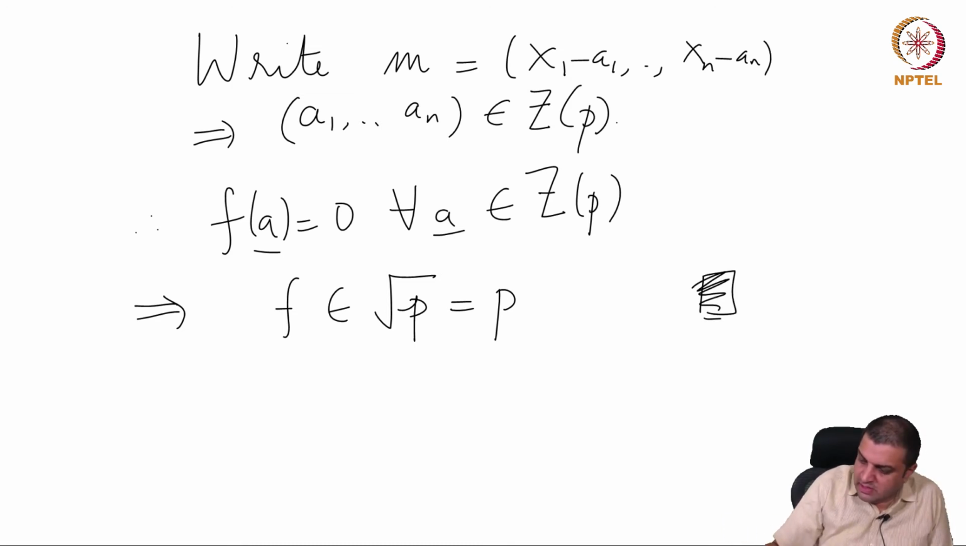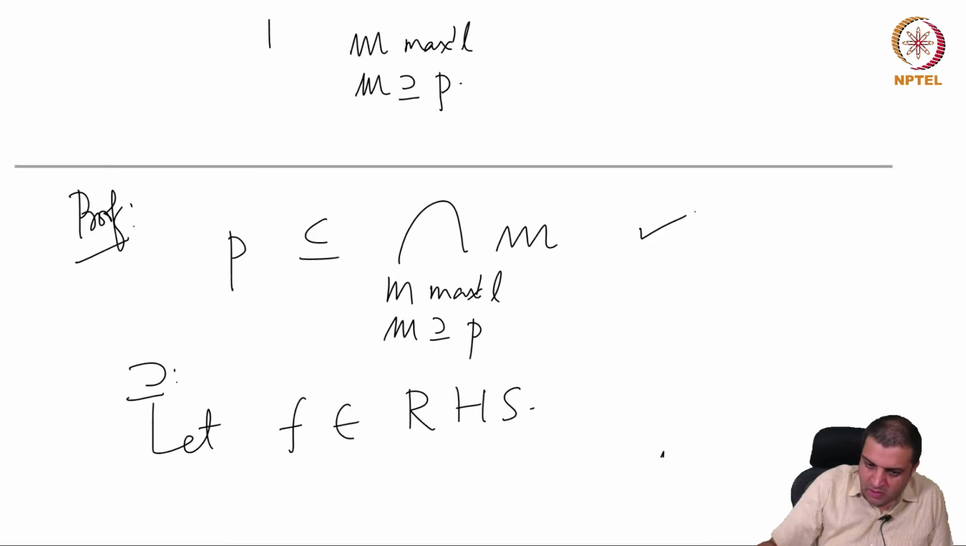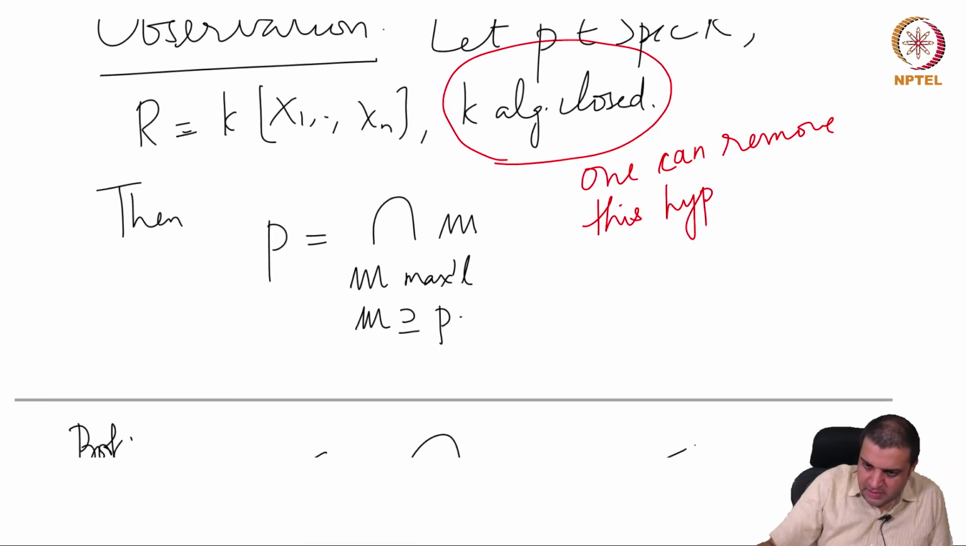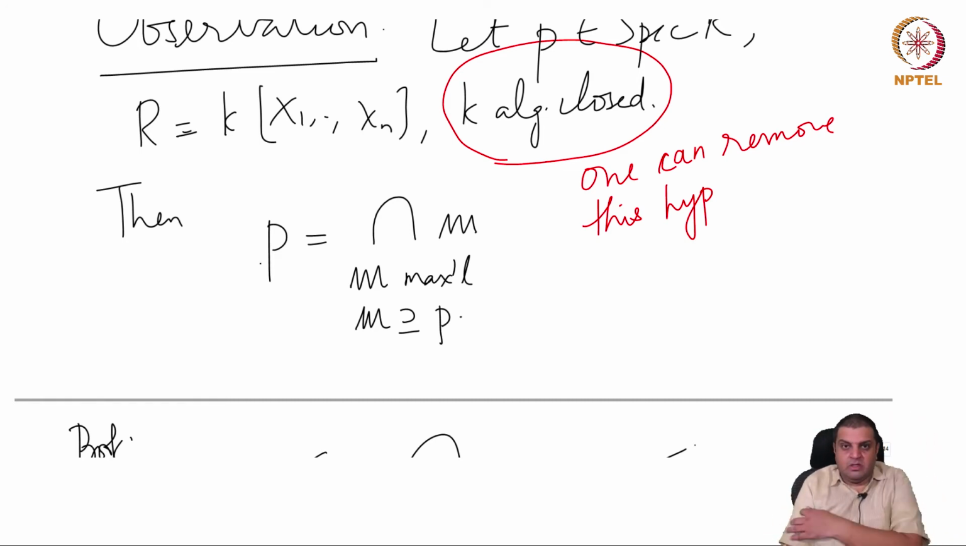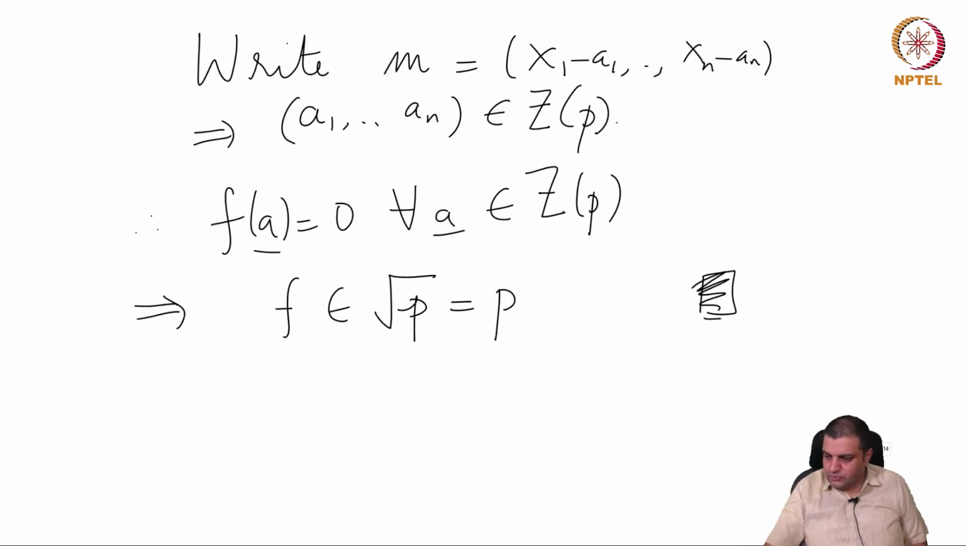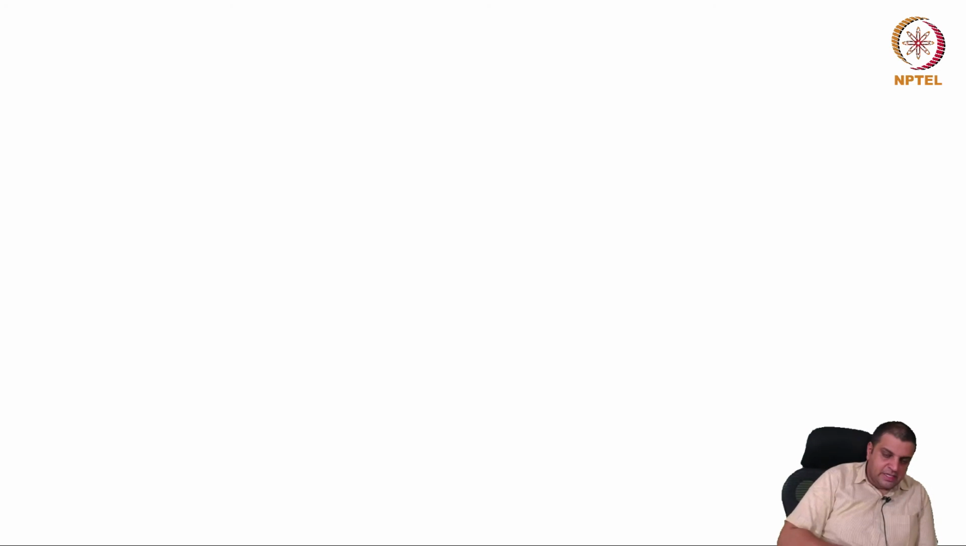So it is an important property of polynomial rings. We have seen it only for algebraically closed fields, that every prime is an intersection of the maximal ideals containing that prime. Okay, so now let's continue with our discussion about irreducible decompositions of spec S.